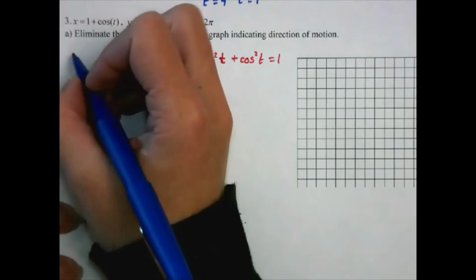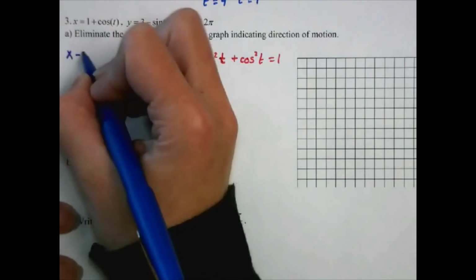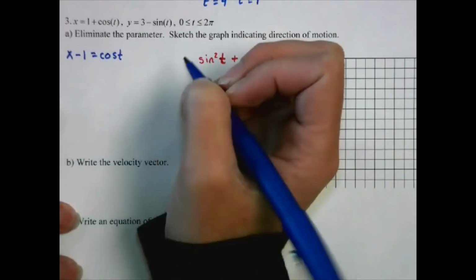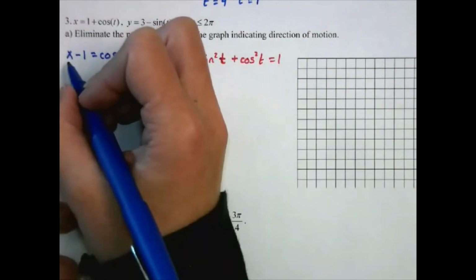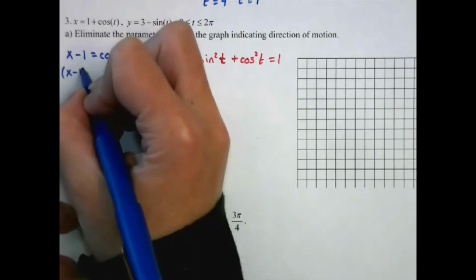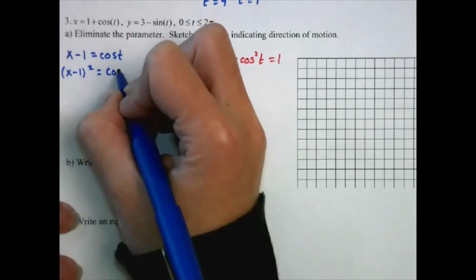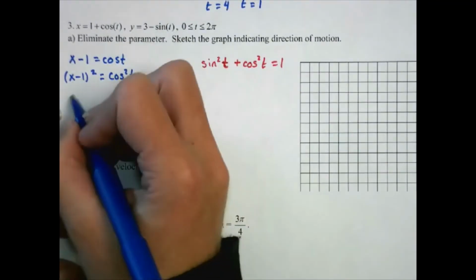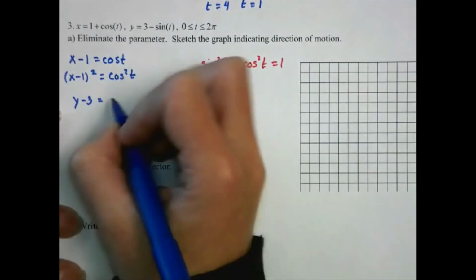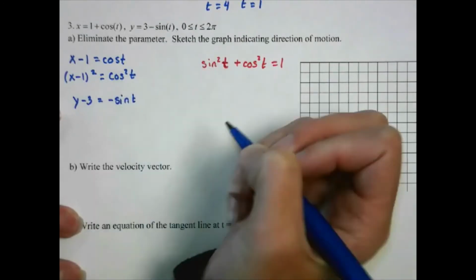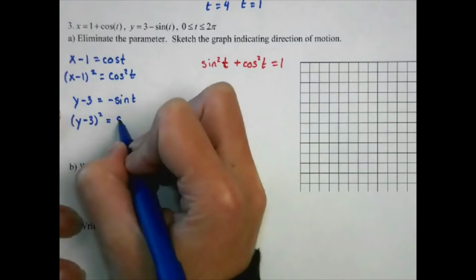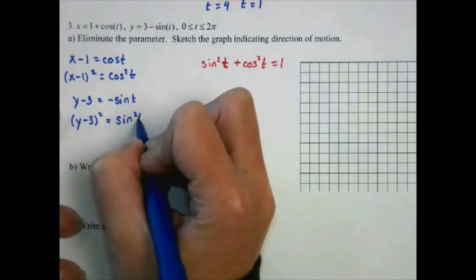So here, x minus 1 is going to equal cosine of t, which means x minus 1 squared equals cosine squared t. And then we'll do the same thing with this one. So y minus 3 equals negative sine of t. So y minus 3 squared equals sine squared t.